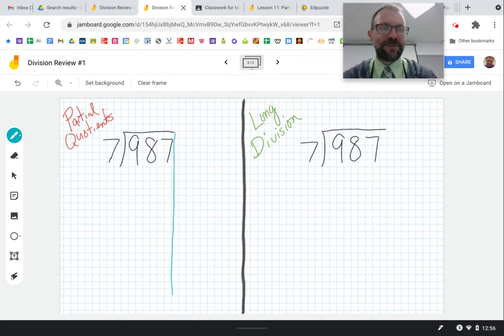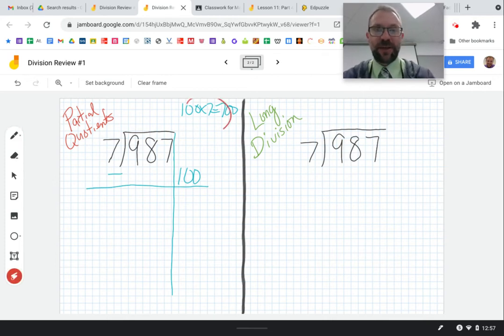Well, I'll start by asking myself, can I make at least 100 groups of 7? I can, and that's 700. And that might actually be a great partial quotient to start with because 700 is pretty close to 987. So let me do that. I'm going to go ahead and write my 100 groups over here on the right. And then I'll write what turns out to be my equal sign. And I'm going to do my multiplication, 100 times 7, which I've already done up here. And I'll come up with 700.